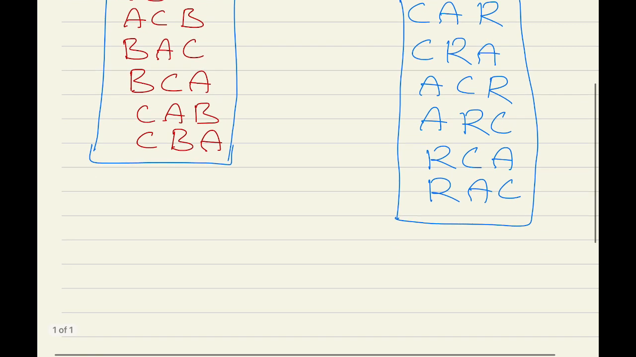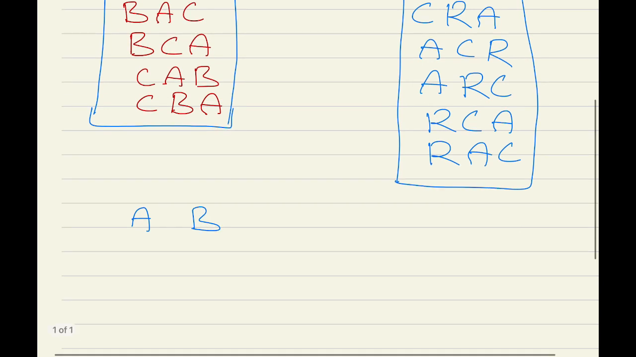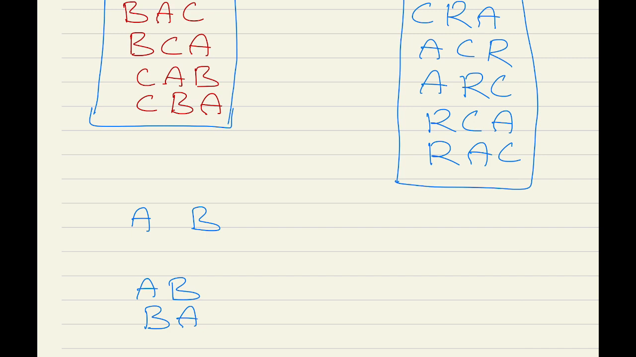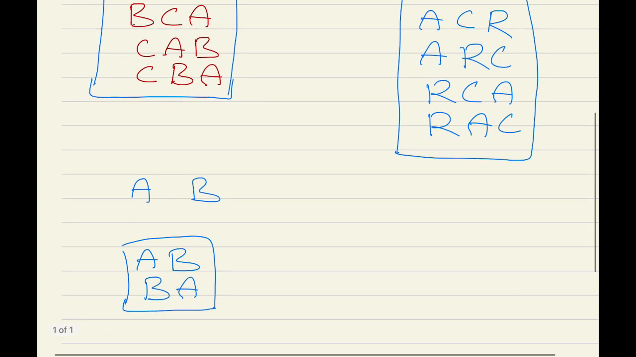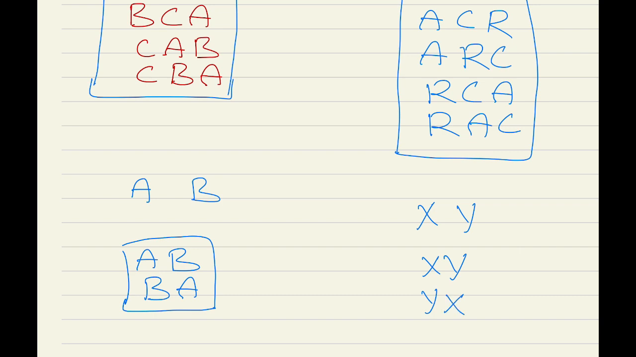Now assume 2 characters are given, that is A and B. So from these 2 characters, 2 permutations are possible, and these are A, B, then B, A. So if 2 characters are given and assume the characters are A, B, so the output is going to print A, B and B, A. Similarly, if 2 characters are X and Y, so the output should be X, Y and Y, X.